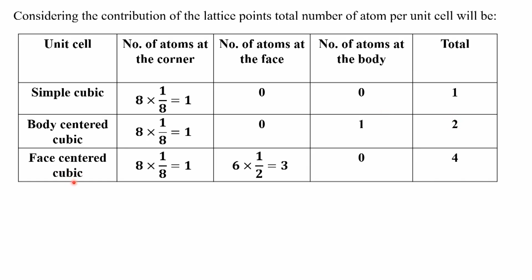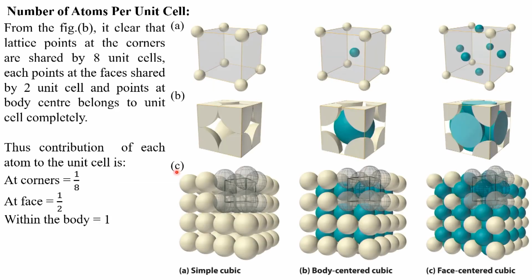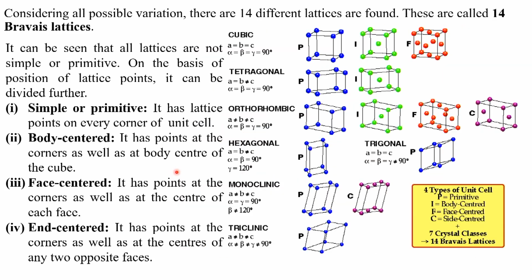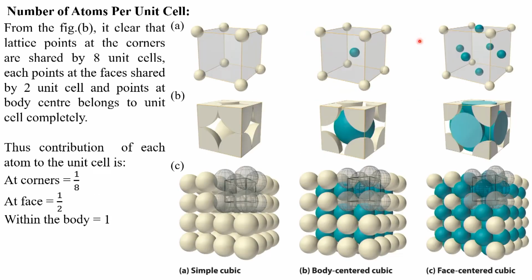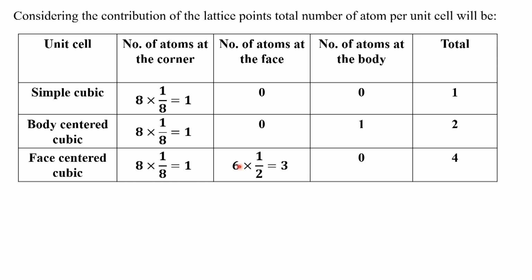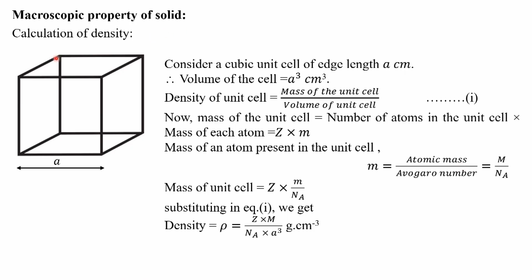And for face centered cubic, 8 corners are again occupied, so 8 times 1 by 8, you get 1. So number of atoms at the face, we can go back and check the face centered one. So this is the face centered one. Okay, so for each face we have 1 site occupied. So how many faces are there? 1, 2, 3, 4, right? So 6 faces are there, so you get 6 times 1 by 2 equals to 3, so total we get 4.